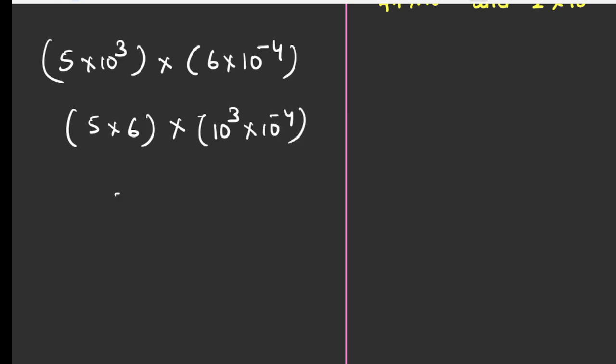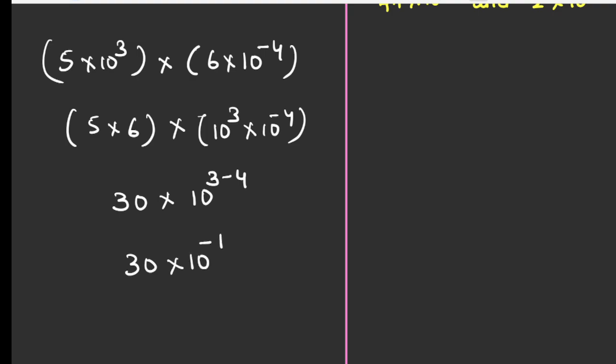So 6 5s you will get 30 into 10 to the power of. So the powers, what you should do is 3 minus 4. You have to add or subtract the powers according to the sign. So here it is 3 and here it is minus 4. So you have to write here 3 minus 4. So 30 into 10 to the power of 3 minus 4, you will get minus 1.